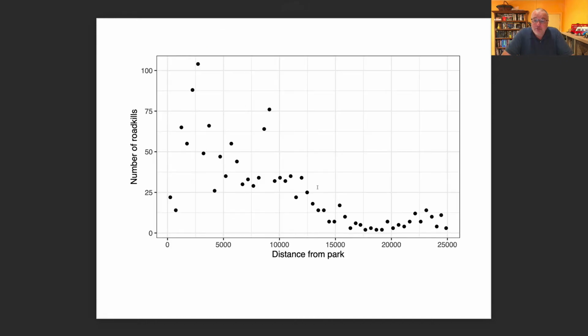And basically, if we plot the distance, I think that has to be meters, because that's 25 kilometers. Yeah, let's say meters. If you plot the distance on the x-axis here from the park, and then we count the number of road kills, you can see that generally, as we get further and further away from the park, we have fewer road kills, which makes sense because this national park is a good environmental area for these amphibians to live.